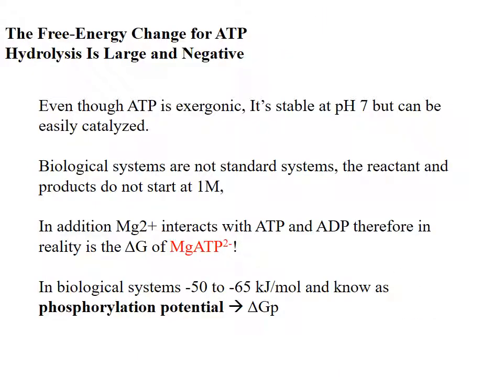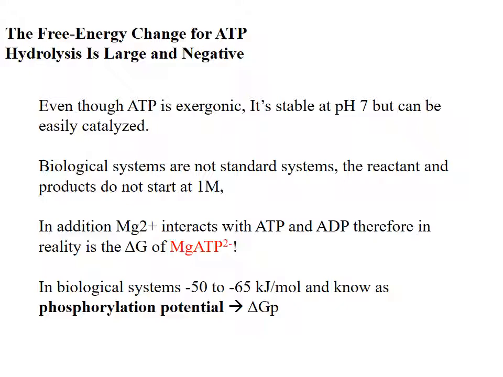To recap, hydrolysis of ATP is an exergonic reaction, but ATP is relatively stable at pH 7, though it can be easily catalyzed. In biological systems, they're not standard conditions. The reactants and products are not at 1 molar at the beginning. ATP is found as an adduct with magnesium ion, actually both ATP and ADP. Therefore, when we talk about delta G, we have to talk about magnesium ATP 2 minus.